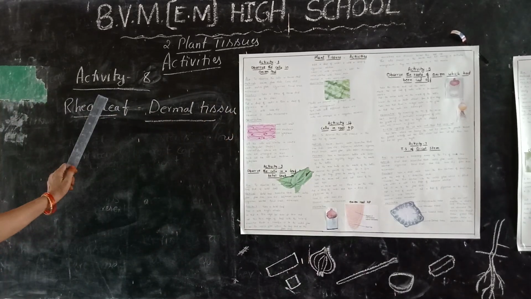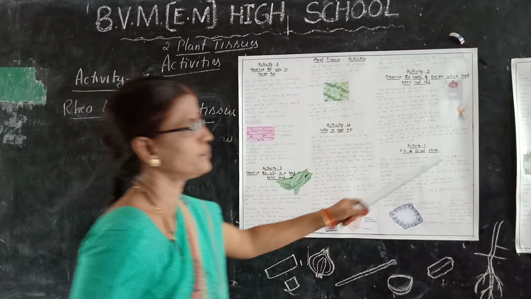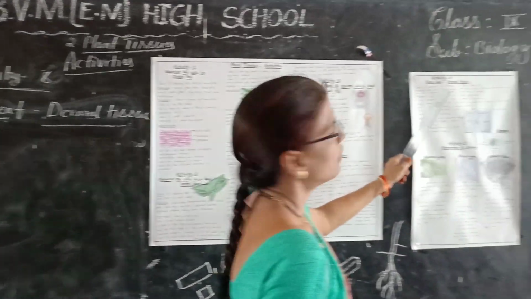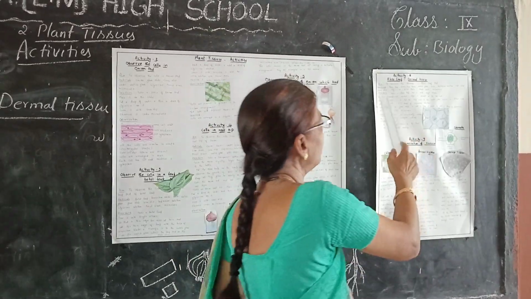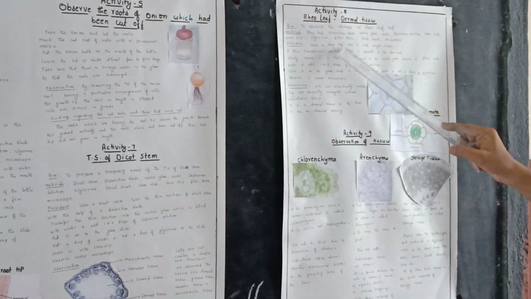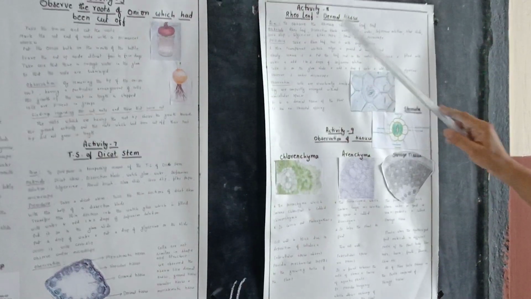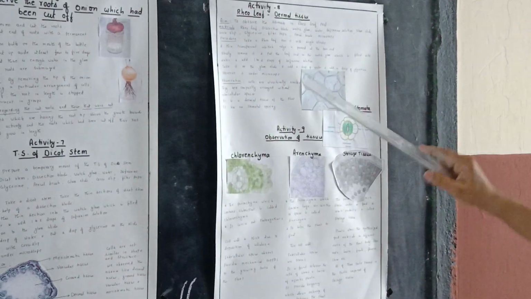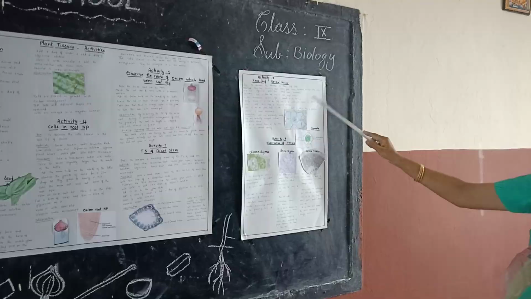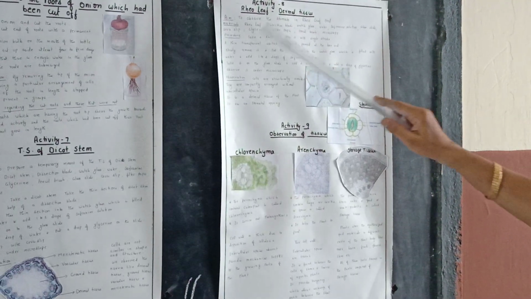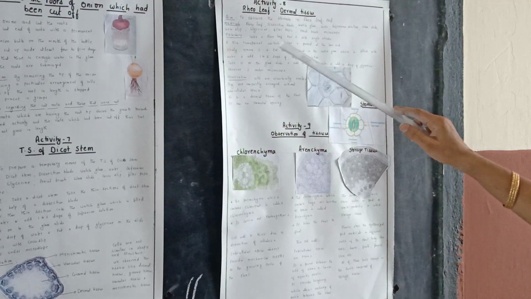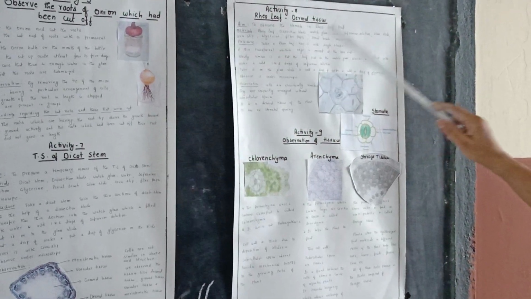Dermal tissues in Rheo leaf. What is the aim of this activity? To observe the stomata in Rheo leaf peel. What are the materials required for this? Rheo leaf, dissection blade, watch glass, water, saffron solution, glass slide, cover slip, glycerin, filter paper, pencil brush and microscope.